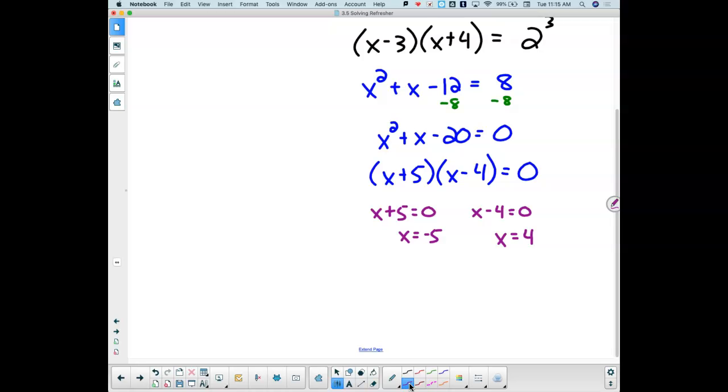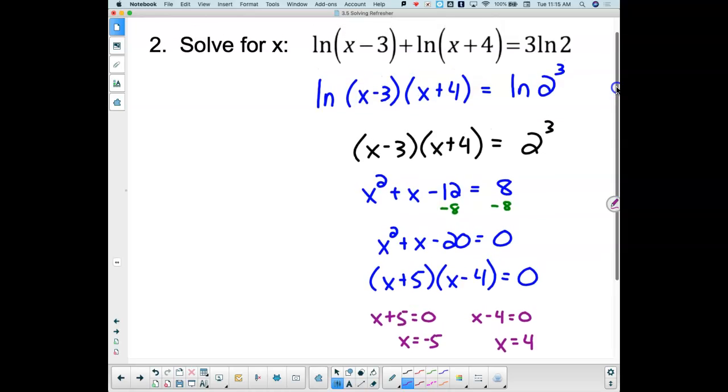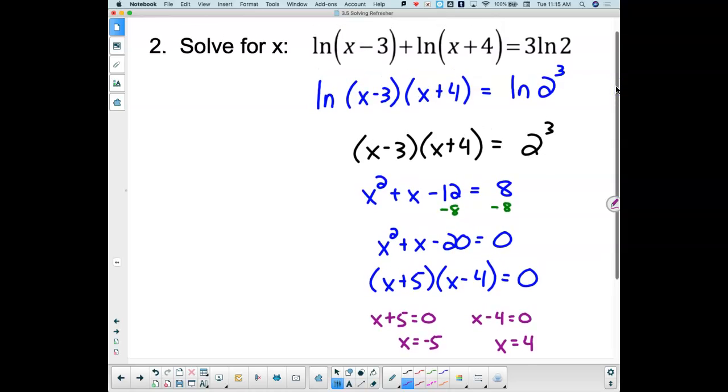Now, with logarithmic equations, I can't fit it on there. Look at that. I have to check for extraneous solutions. If I plug in negative 5 back into my original equation, I get the natural log of negative 8 plus the natural log of negative 1.